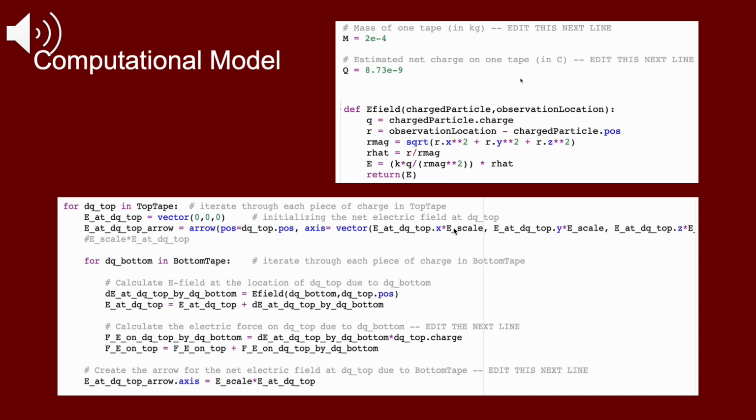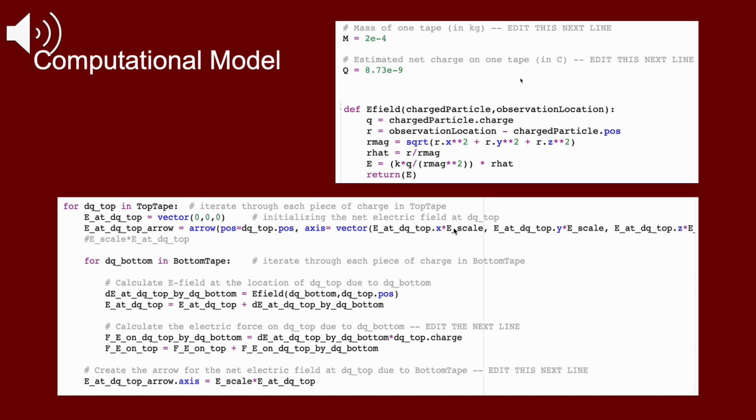Next is the computational model. In order to create the computational model, we must set some constants. Mass is 2 into 10 raised to minus 4 kilograms for the tape, and Q is 8.73 into 10 raised to minus 9 as given by the calculation on the previous slides. We then use the formula for electric field to calculate the charge of the tape.